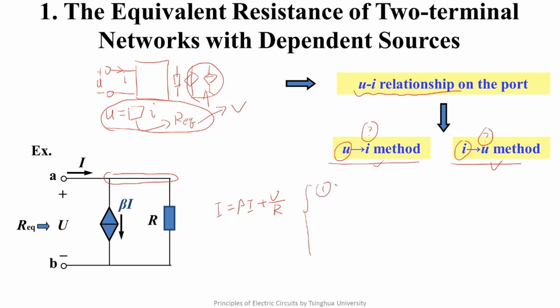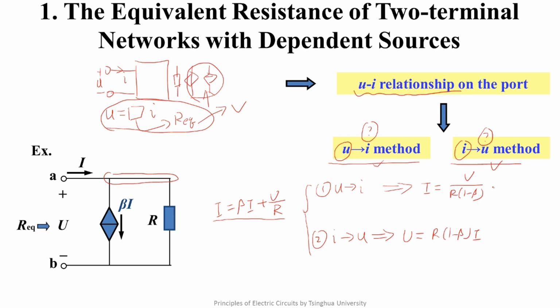Next, we discuss it using two methods respectively. The first is the U2I method. That is to say, current is expressed by voltage. I equals U over R times 1 minus beta for this circuit. The second is the I2U method. That is to say, voltage is expressed by current. It can be written as U equals R times 1 minus beta times I.